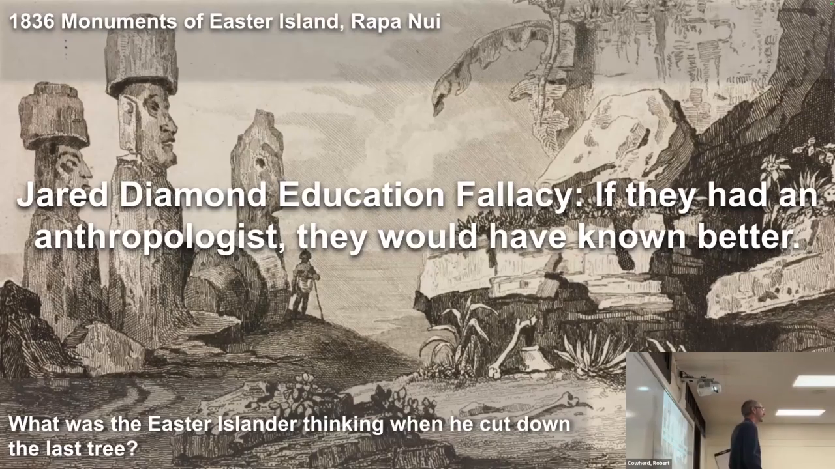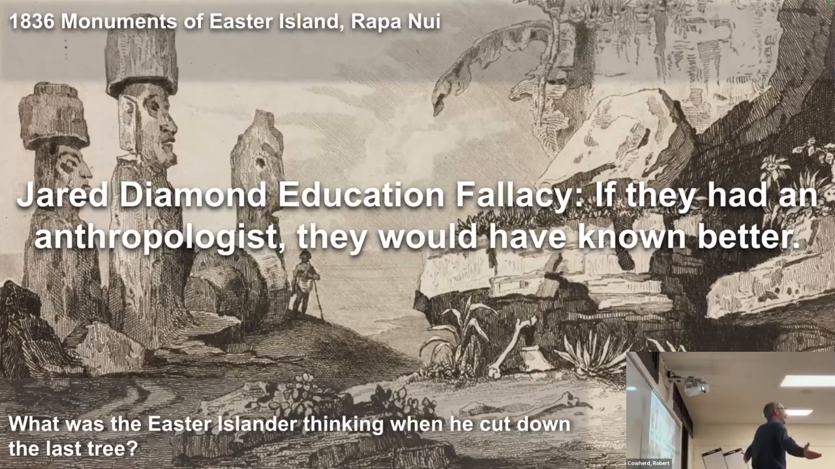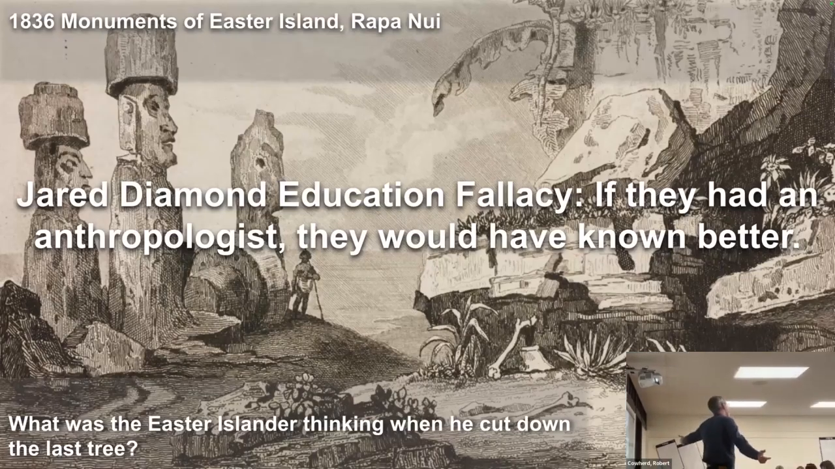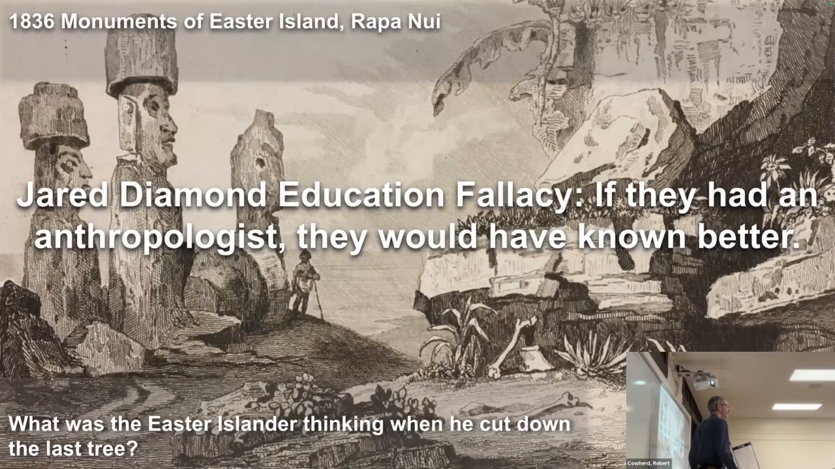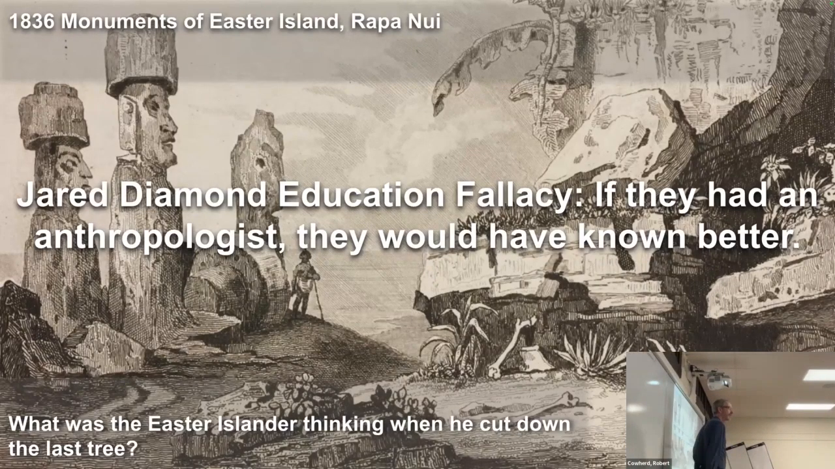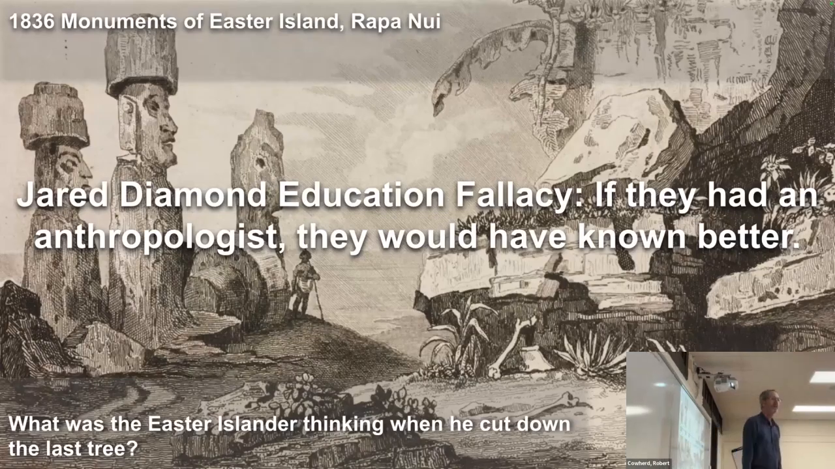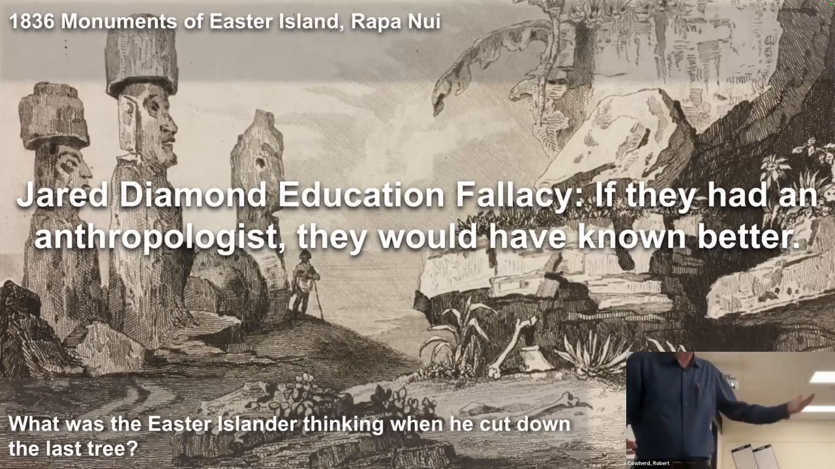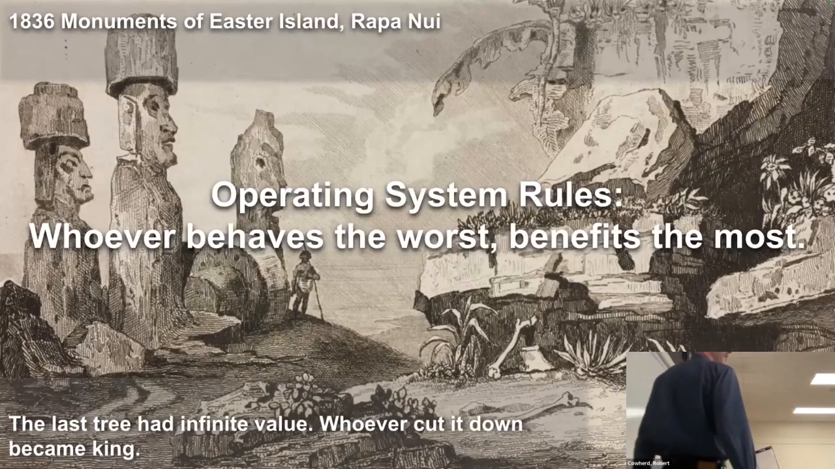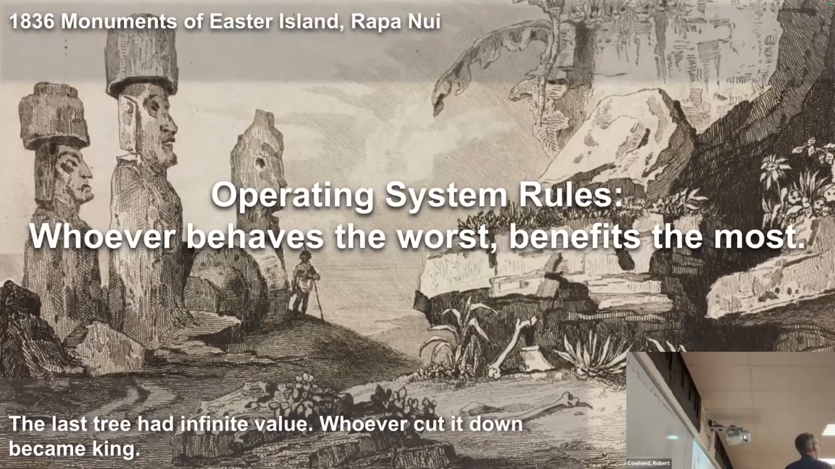Jared Diamond's conclusion is, if only they had an anthropologist. If they had an anthropologist, the anthropologist could have told them, don't cut down your trees, it will lead to the collapse of your society. Well, he's an anthropologist. He serves on the board of directors of Walmart to tell them, don't cut down your trees. But a lot of us think he is wrong in extremely dangerous ways. The last tree was cut down.